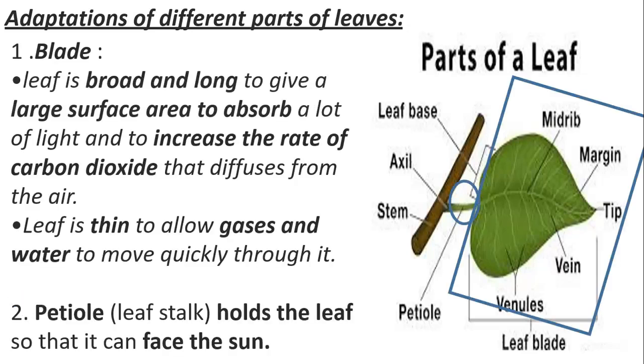First, the blade. What's the blade? It's this part surrounded by the rectangle. As you can see, it's broad, wide, and long. So it gives a large surface area. Why? To absorb a lot of sunlight and also to increase the rate of carbon dioxide diffusion from the air. The leaf itself is thin. Why? To help the diffusion of the gas and water quickly.